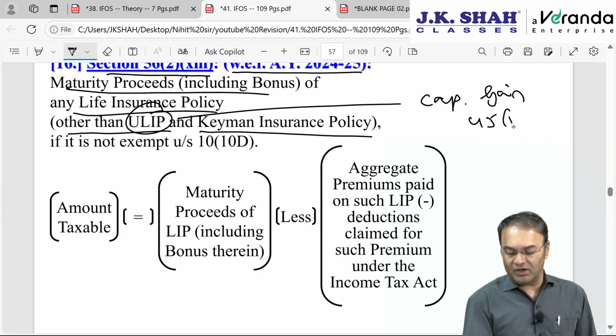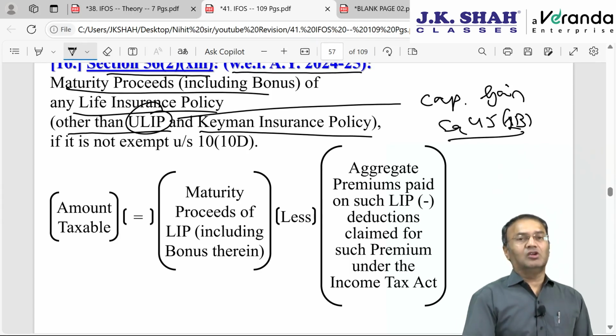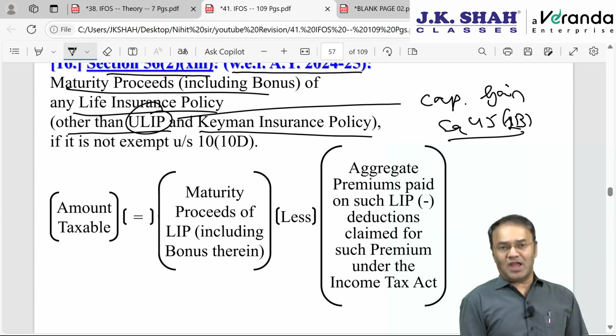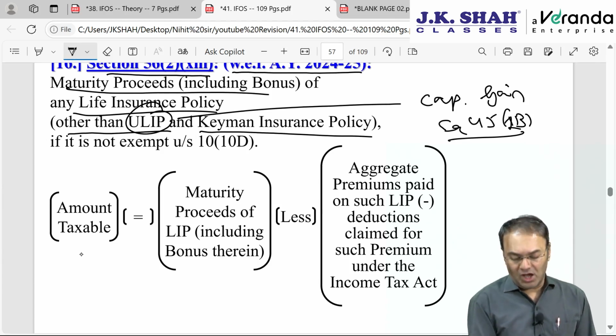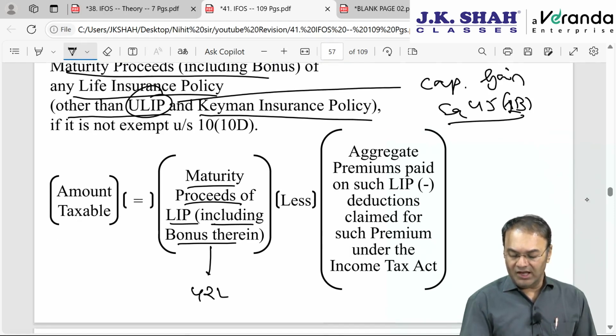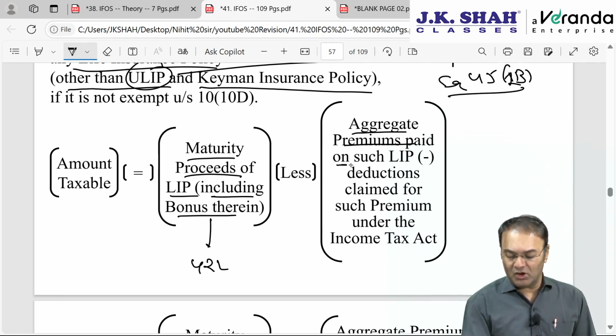Section 45(1B), which those who have already watched the revision lecture of capital gain must know. Those who have yet to watch, please go and refer to it. Very nicely explained by me. Amount taxable will be equal to maturity proceeds including bonus received, 42 lakhs, less aggregate premiums paid on such LIP, 40 lakhs, minus deduction already claimed for such premium under any provision of the Income Tax Act. Deduction already claimed is 30 lakhs.